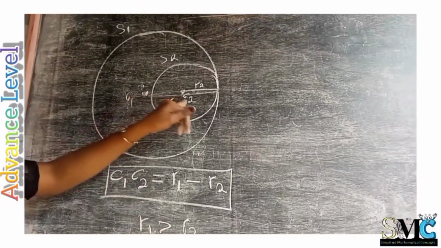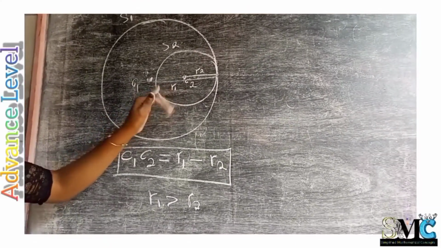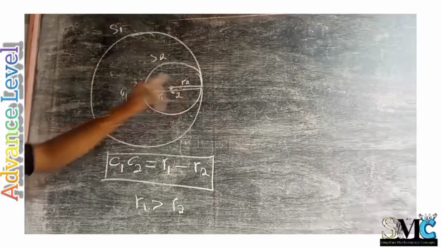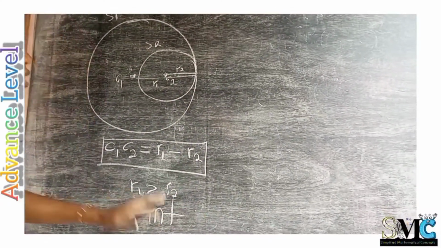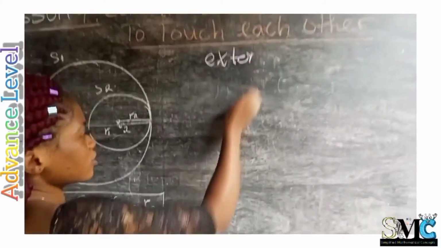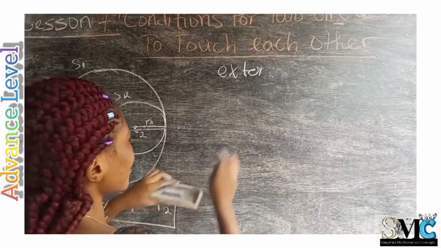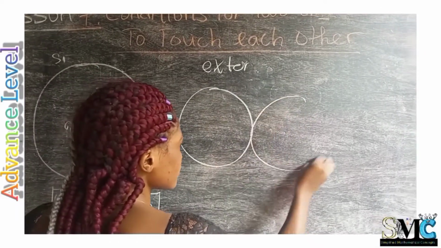So the distance between the centers of the two circles is simply the difference between the radius of the bigger circle and the smaller circle. So this is when two circles touch each other internally. If two circles touch each other externally, then we have something like this.